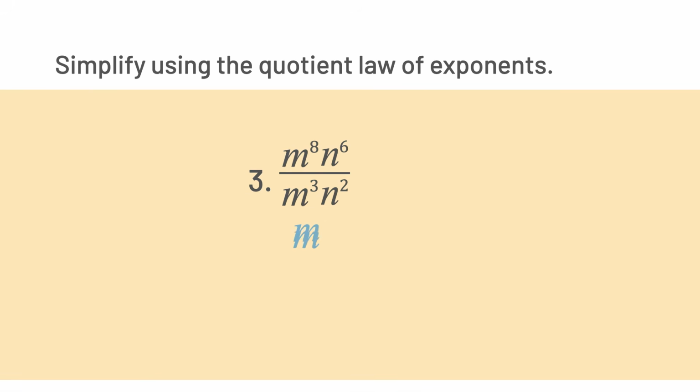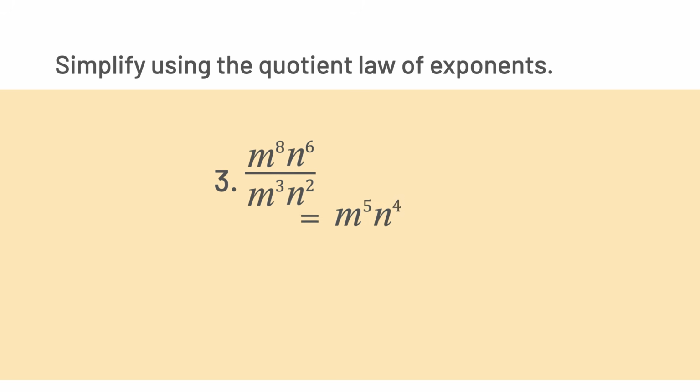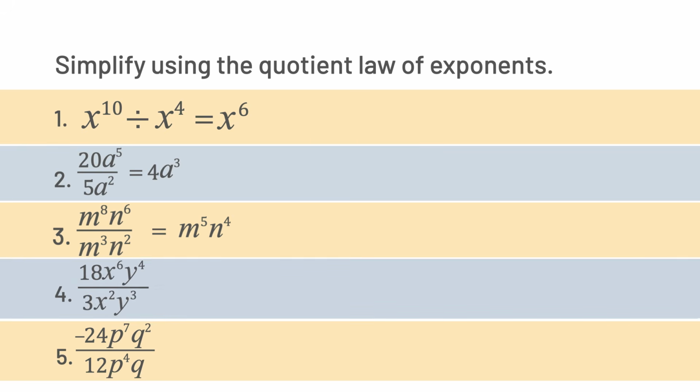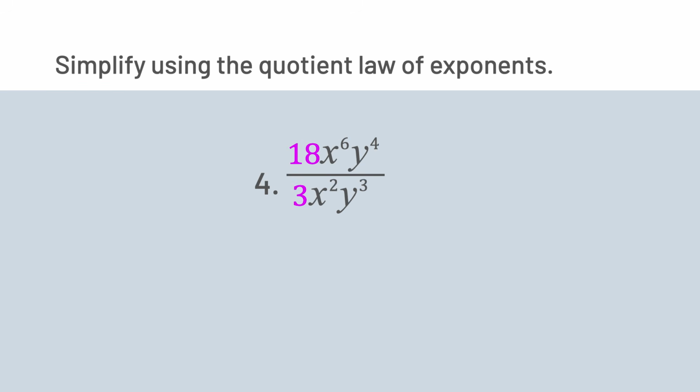Subtract the exponents for each base. 8 minus 3 gives us m to the power of 5. And 6 minus 2 gives us n to the power of 4. 18 divided by 3 equals 6. Subtract the exponents for x and y. 6 minus 2 equals 4, and 4 minus 3 equals 1.